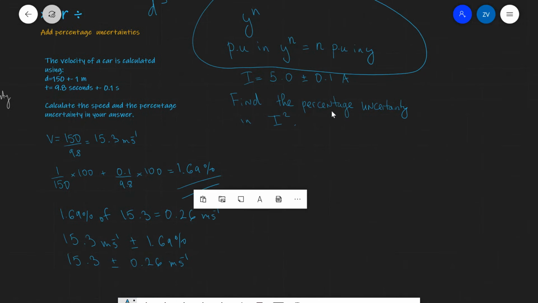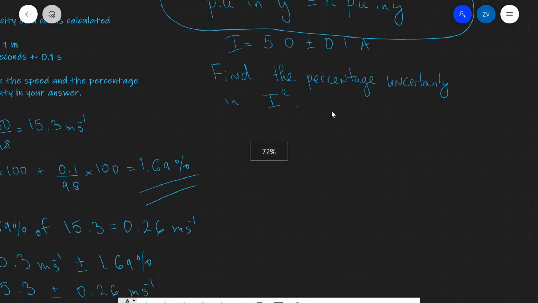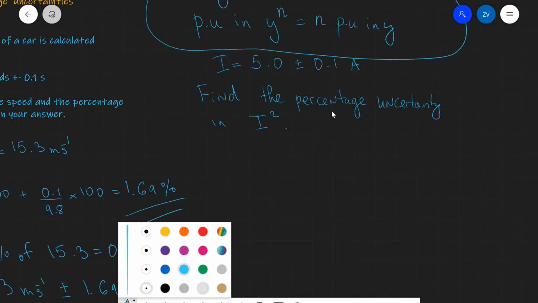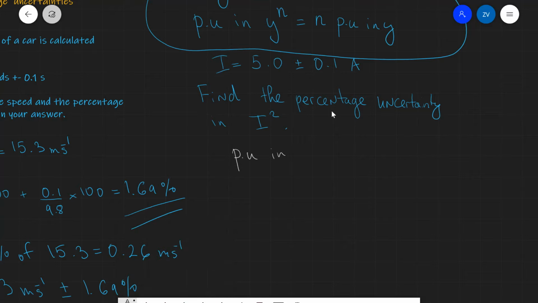Our percentage uncertainty in y squared, we could find that pretty easily. All we need to do is find the percentage uncertainty in I and then multiply it by 2. So what I'm going to write is the percentage uncertainty in I squared is equal to twice the percentage uncertainty in I. In an exam situation, you don't need to write out those steps. You could directly just multiply it by 2. But for the sake of being thorough and making good notes, I will be writing those down in my digital notes.